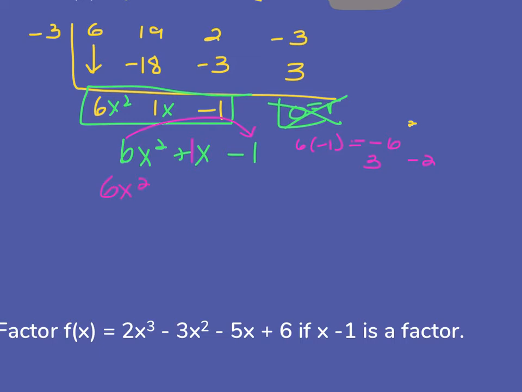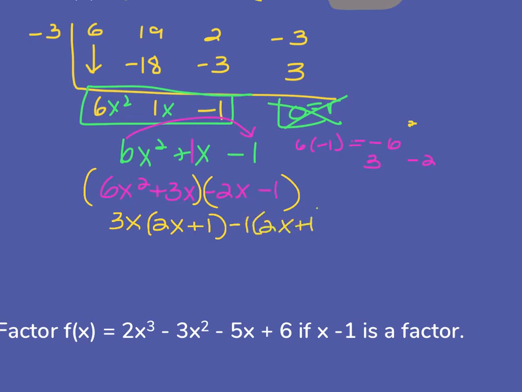Replace the middle term with those two terms and factor by grouping. From the first group, you're going to take out the 3x. From the second group, you're going to take out a -1. And then the 2x plus 1's match. That comes to the outside. And the 3x minus 1 is brought together.